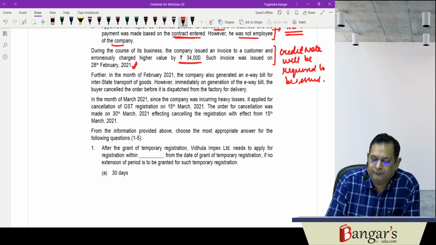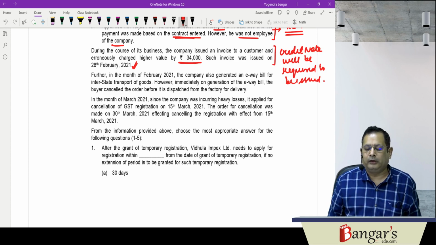Then further, in the month of February, the company has also generated an e-way bill for interstate movement of the goods.